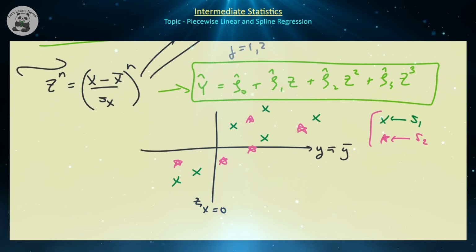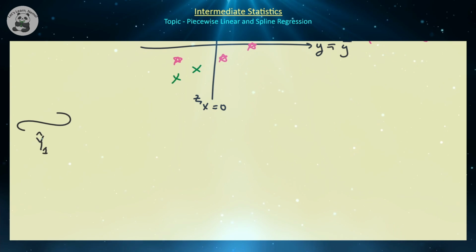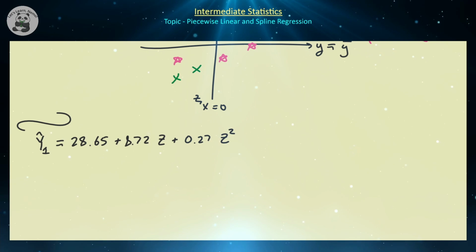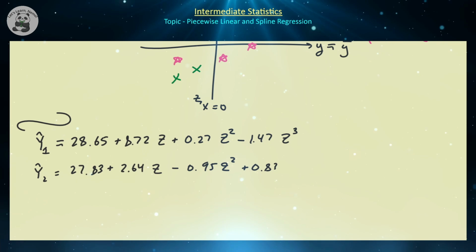Right. So once we have our standardized predictors, then we're going to have our predictor models. For example, y hat 1, if you work through this data, is going to be 28.65 plus 8.72z plus 0.27z squared minus 1.47z cubed. And our second predictor is going to be equal to 27.83 plus 2.64z minus 0.95z squared plus 0.83z cubed. Keep in mind these are standardized coefficients, therefore they do not have any units, therefore you can compare them directly to one another.